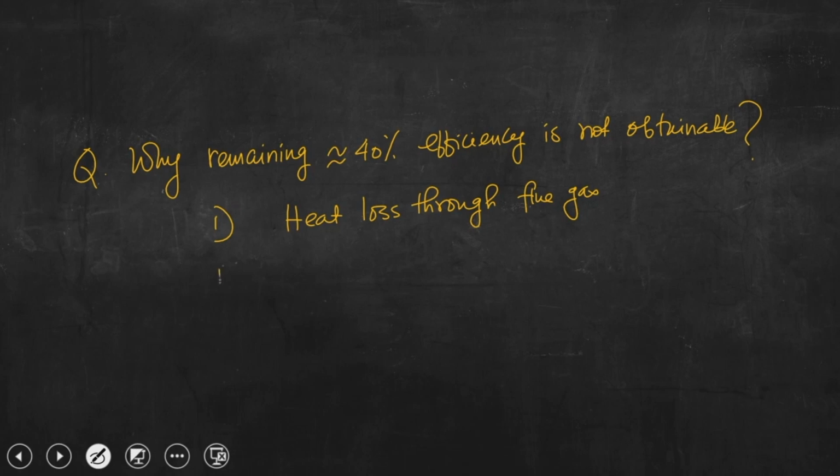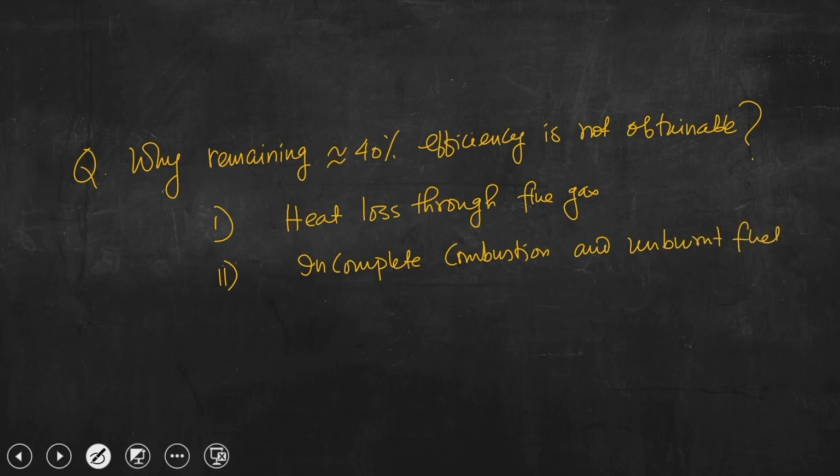Number 2 may be incomplete combustion and unburnt fuel loss by the flue gas.